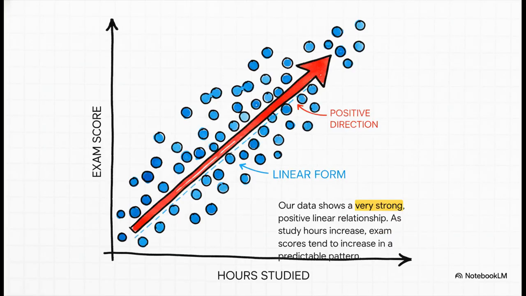Let's get back to our case. When we plot the data for study hours versus exam scores, well, the evidence is pretty obvious. The points are definitely trending upwards, so that's a positive direction. And they seem to group up pretty tightly around a straight line, so that's a linear form. The visual evidence is screaming that there's a connection here.